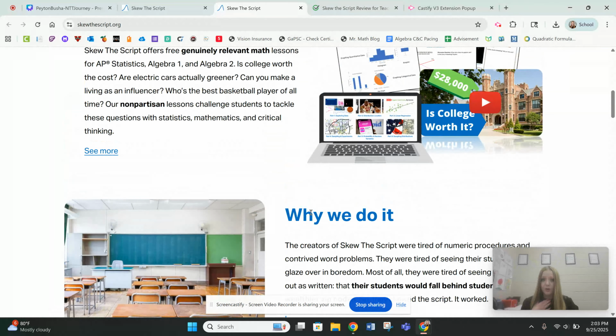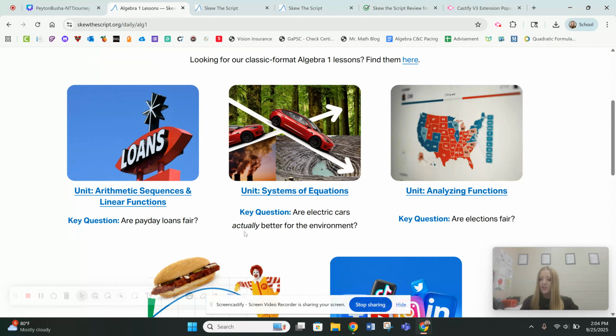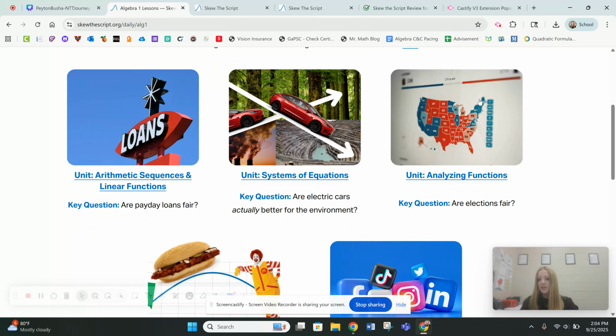So I clicked on the quadratics, and why is the McRib always back? You can see some of the other questions are like, are payday loans fair, which relates to linear functions? Are electric cars actually better for the environment for systems of equations? I'm really interested in using this for analyzing functions once we get to Unit 6. So are elections fair?